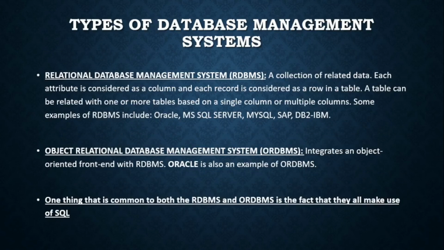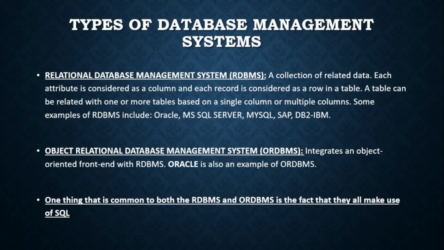There are basically two types of database management systems. We have the Relational Database Management System, or RDBMS for short, and we have the Object Relational Database Management System, or ORDBMS. The Relational Database Management System is actually a collection of related data. Each attribute is considered as a column, and each record is considered as a row. A table can be related with one or more tables based on a single column or multiple columns.